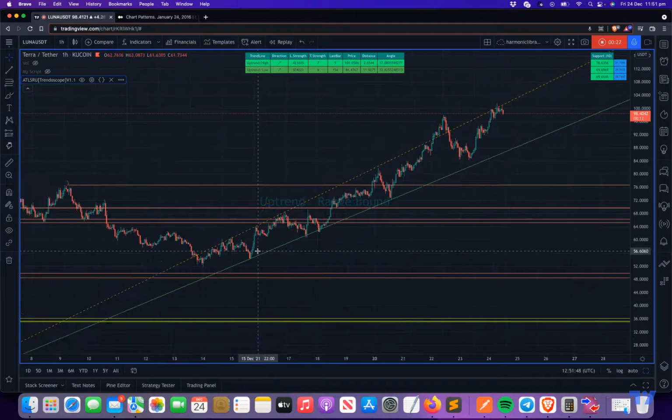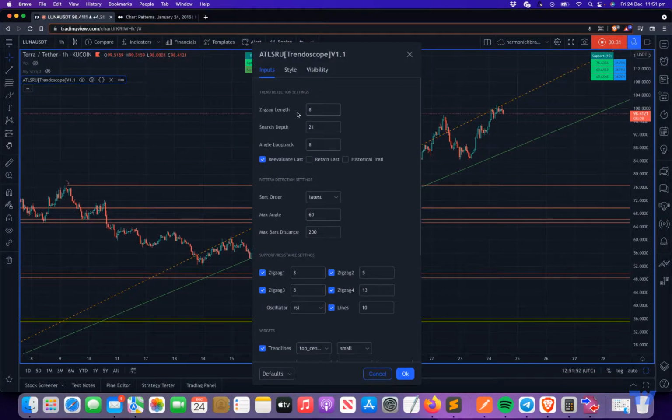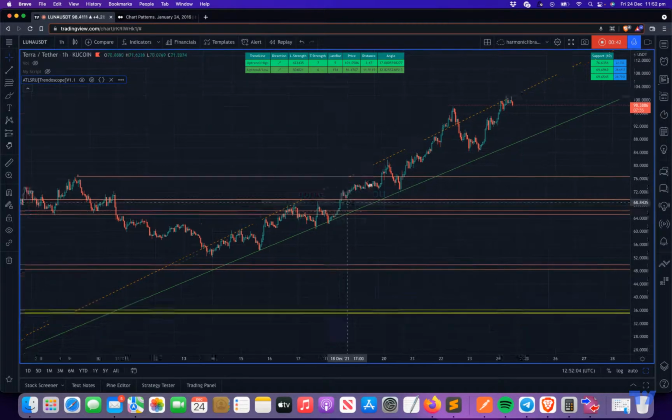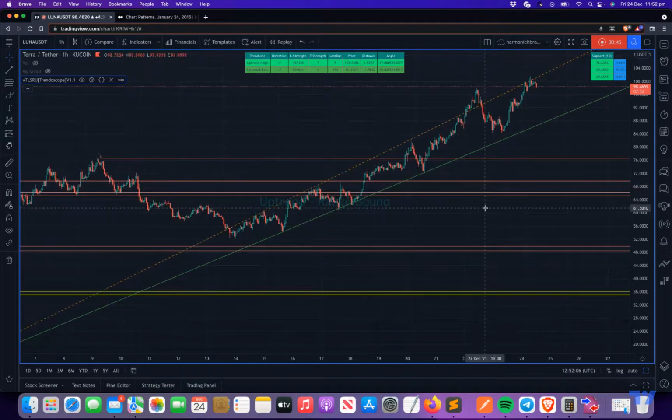To draw a trend line, what we do is, first draw a zigzag. So the zigzag is here, the settings are here. Right now we're using 8 as a zigzag length. If you want the trend lines to be drawn on shorter time frames, try to reduce the zigzag length. Or if you want to do it on longer time frames, try to increase the zigzag length.